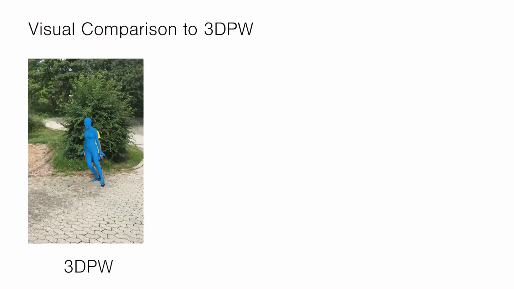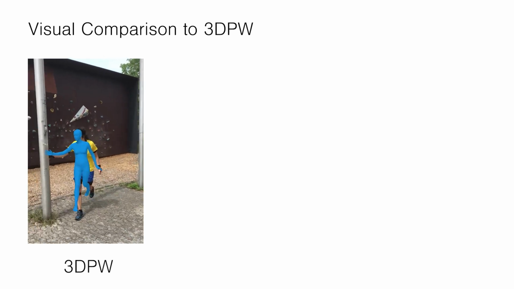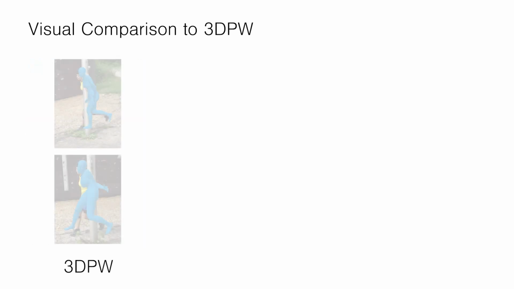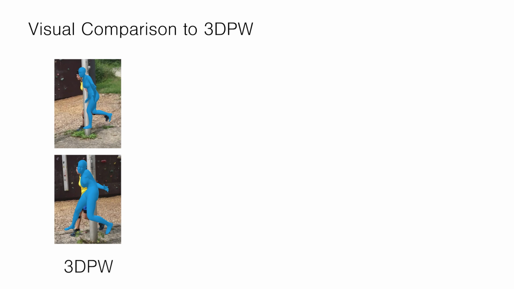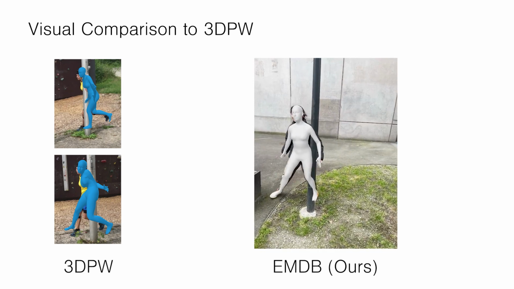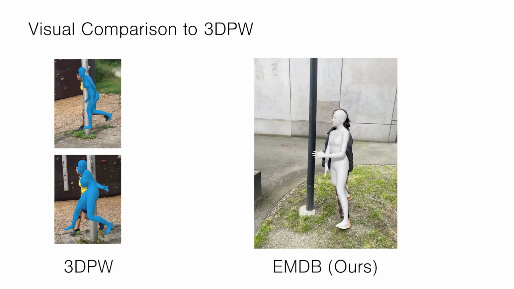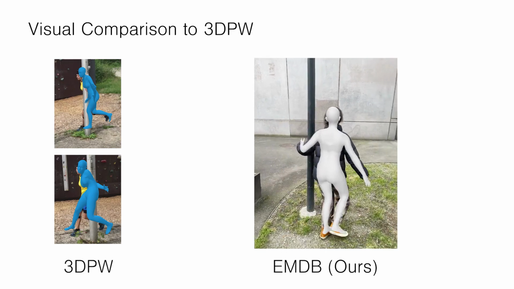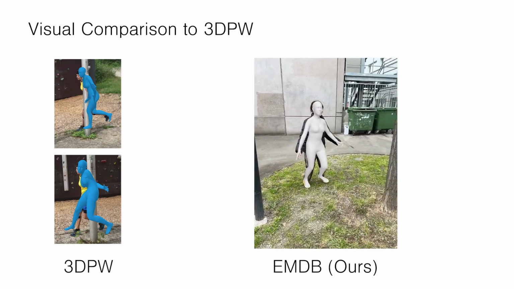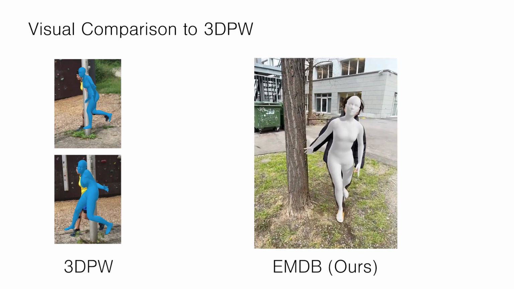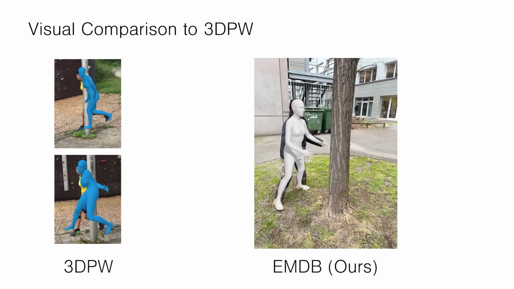Here we visually compare to a sequence taken from our most closely related dataset, 3DPW. We observe that 3DPW sometimes struggles with alignment and unrealistic poses. In contrast, a similar sequence taken from EMDB does not show such artifacts. Note that the image-to-pose alignment is a characteristic that is typically not picked up by any metric.